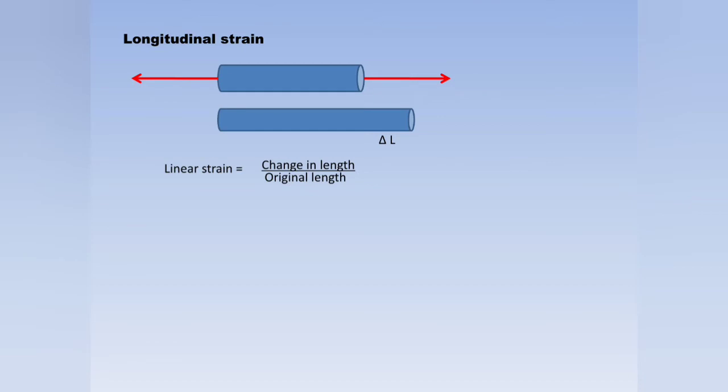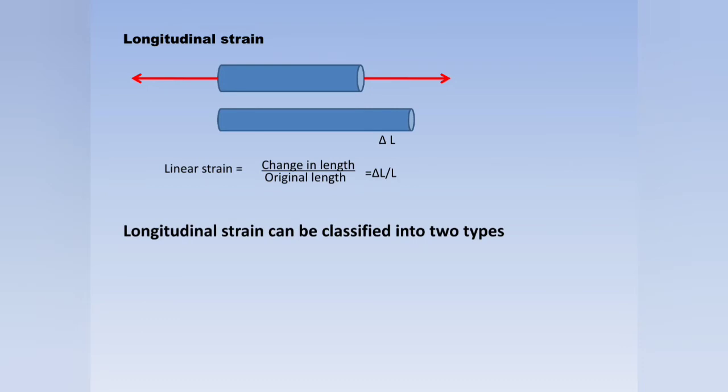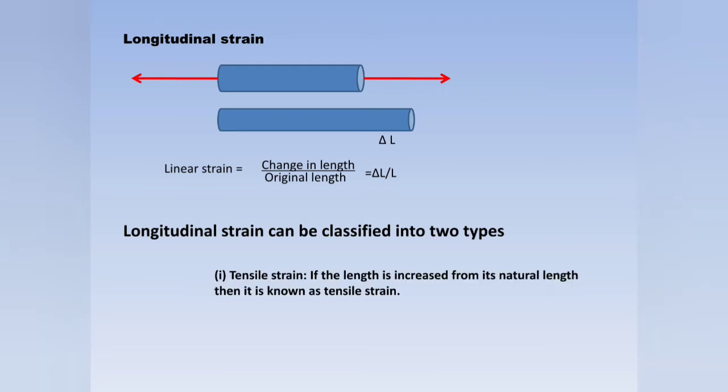Therefore, linear strain is equal to change in length to original length of the body. What is the change in length? Delta L. The original length is capital L. So, linear strain is equal to delta L by L. Now, longitudinal strain can be classified into two types. The first is called tensile strain. If the length is increased from its natural length, then it is known as tensile strain. That is, if that object is subjected to a tensile stress, the corresponding strain produced is called the tensile strain.